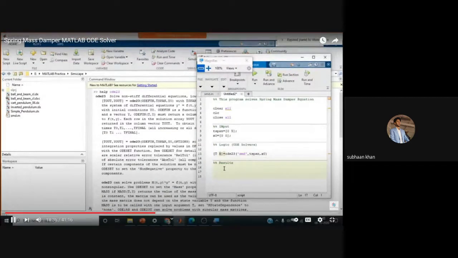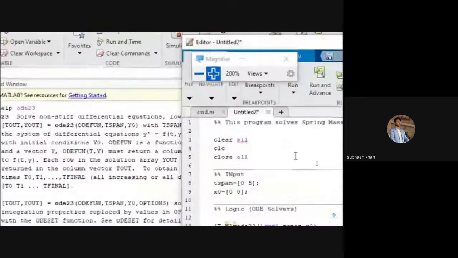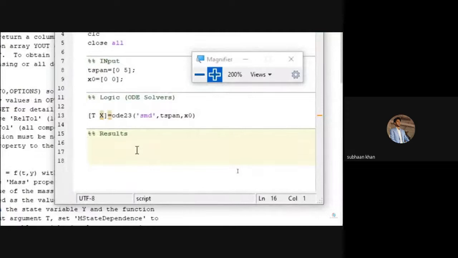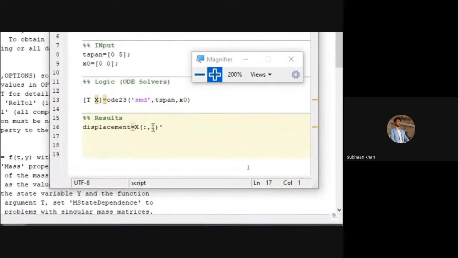So I need to separate it. In the last lecture, I told you how to separate these columns from this. So that's what I will write here. Displacement is equal to X of all the rows and the first column. Then I will have velocity, which is equal to capital X, all the rows, second column.